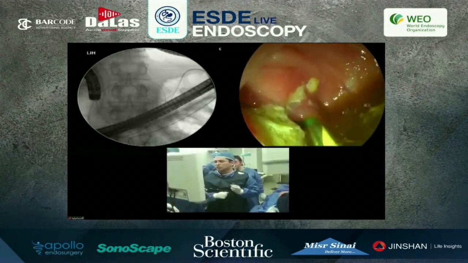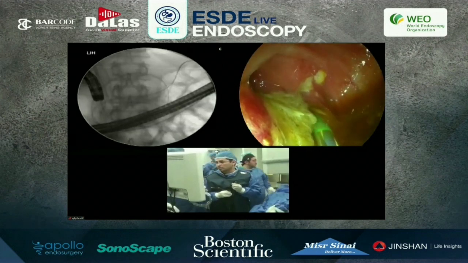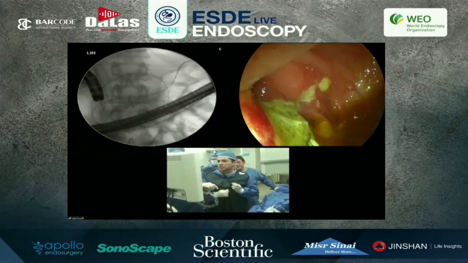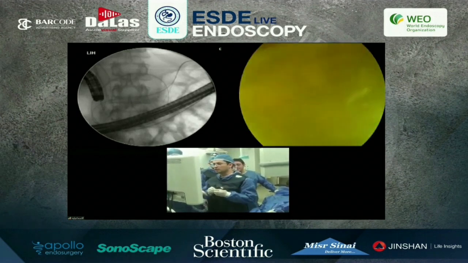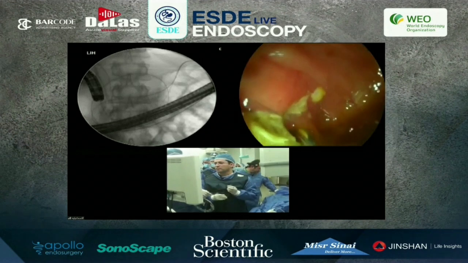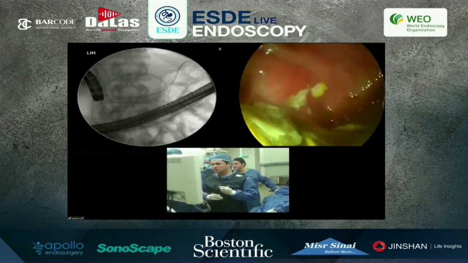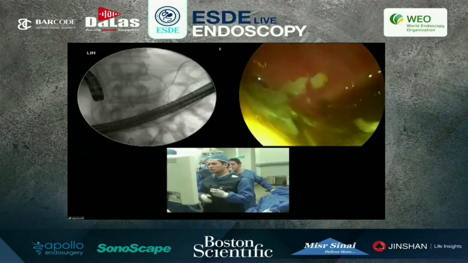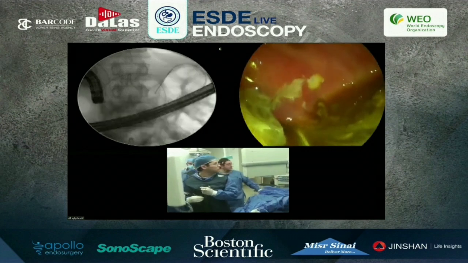Now we introduce the sheath with wire. The stricture can be passed successfully after dilatation with insertion of a biliary metallic stent. And now, as you can see in the endoscopic view, there is a tight stricture between D1 and D2. We successfully passed a sheath with injection of contrast as shown in the CR picture.